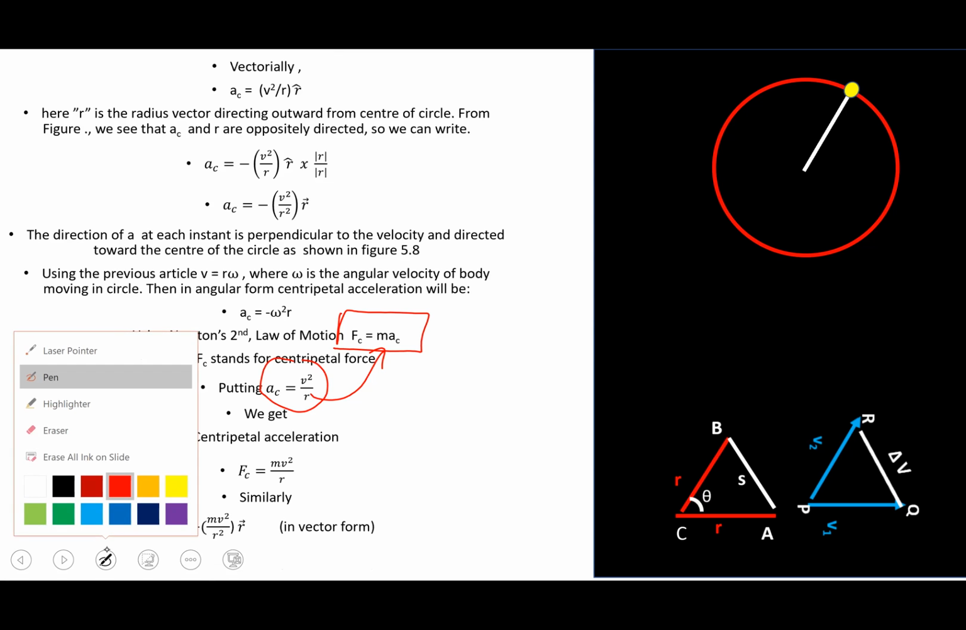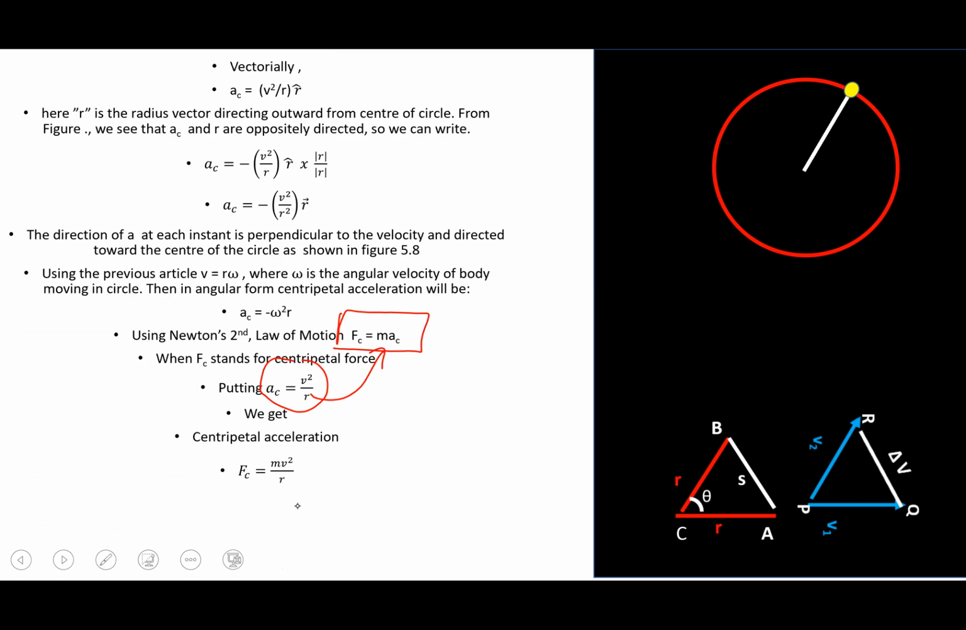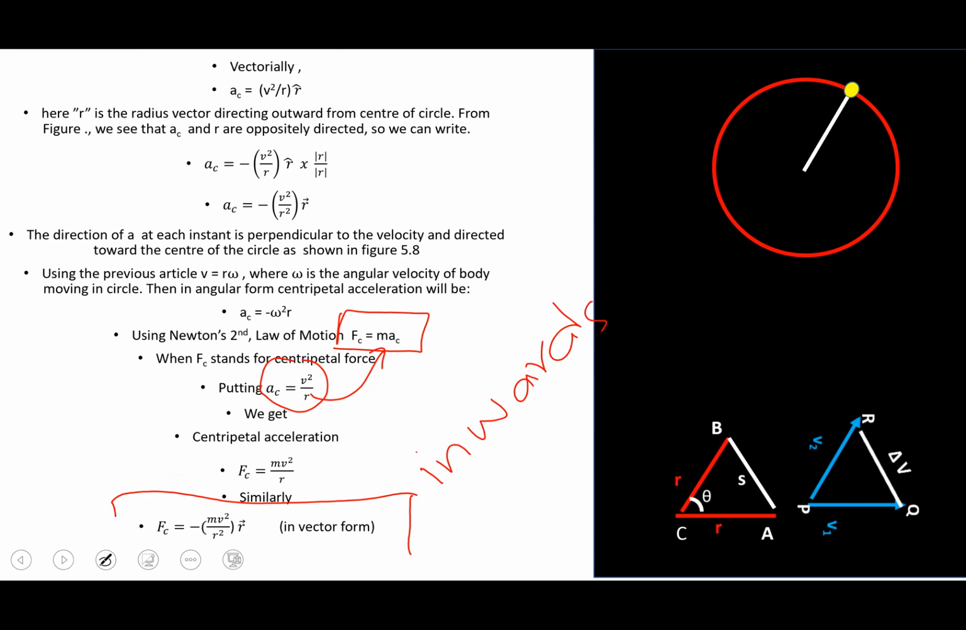But this last part is showing the vectorial shape and vector form of the centripetal force, which says F_c is equal to minus mv square over r square into vector r. And the negative sign is showing that it is inwards. This force will be inverse of the circle. It will always act towards the center of the circle.